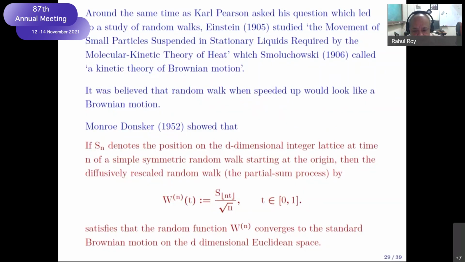So this Wn, as you can see, is a function of t, where t is between 0 and 1. Actually, we can do it for t bigger than 0, and later I will use that also. As a random function, it's converging to another random function, which is the standard Brownian motion. So now, instead of the space being integers or lattice points, we've moved to the space of all possible functions, or more particularly, all possible continuous functions, because Brownian motion is a continuous path.